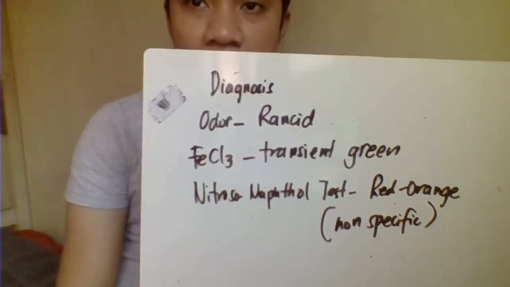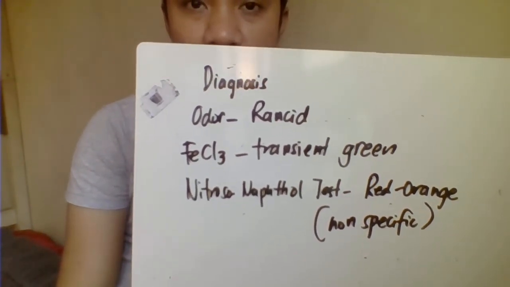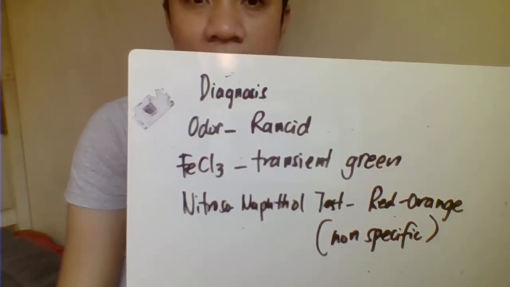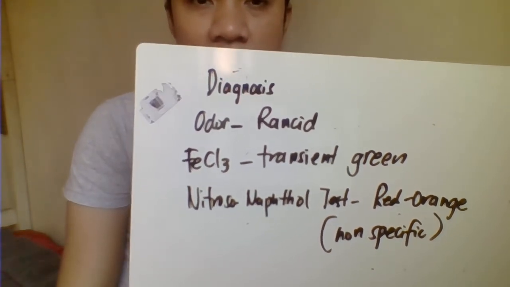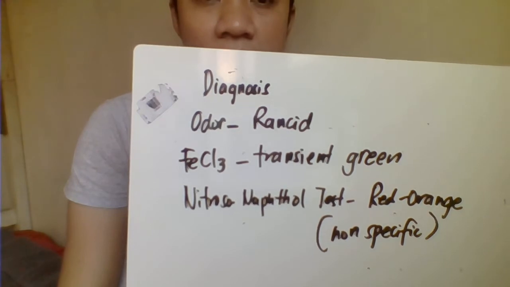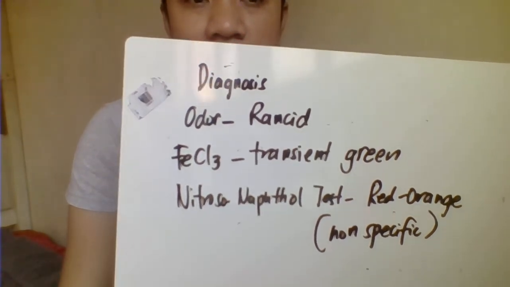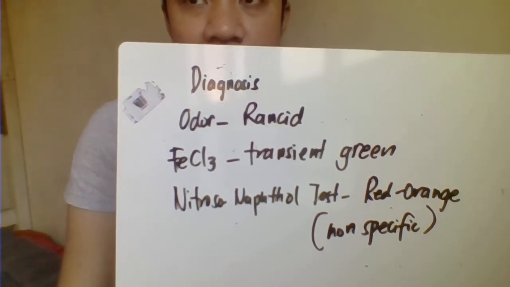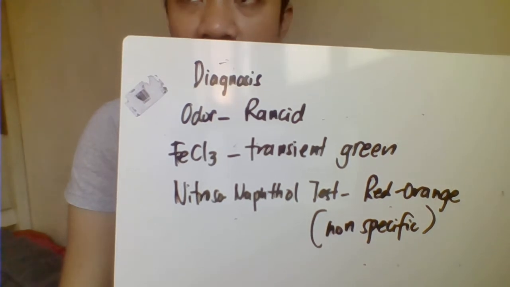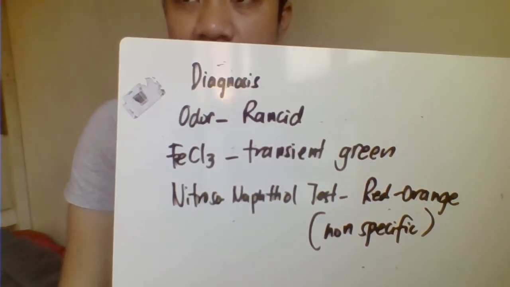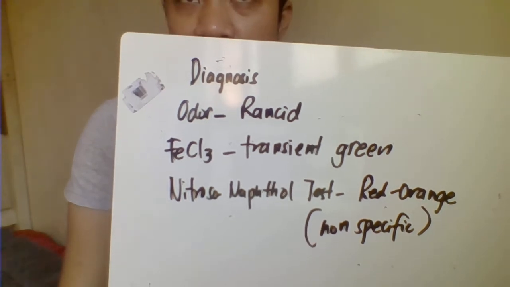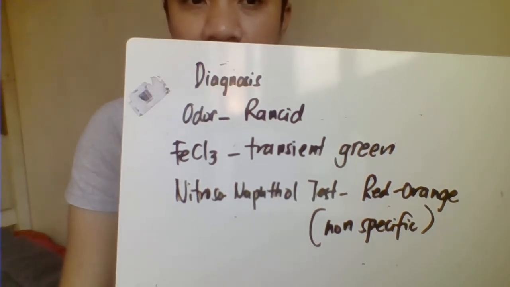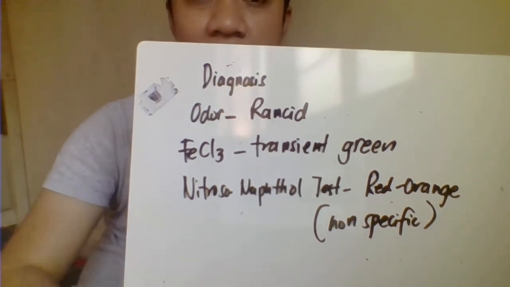For the diagnosis of tyrosinemia, the urine would have a rancid odor. Then we have also the ferric chloride test, although that one is a non-specific test, so it would have a transient green color. And we have the naphthol test, which is also non-specific for tyrosinemia. It can also give a positive result even in homocystinuria. Okay, so that's what we have here, although that one is a non-specific test.